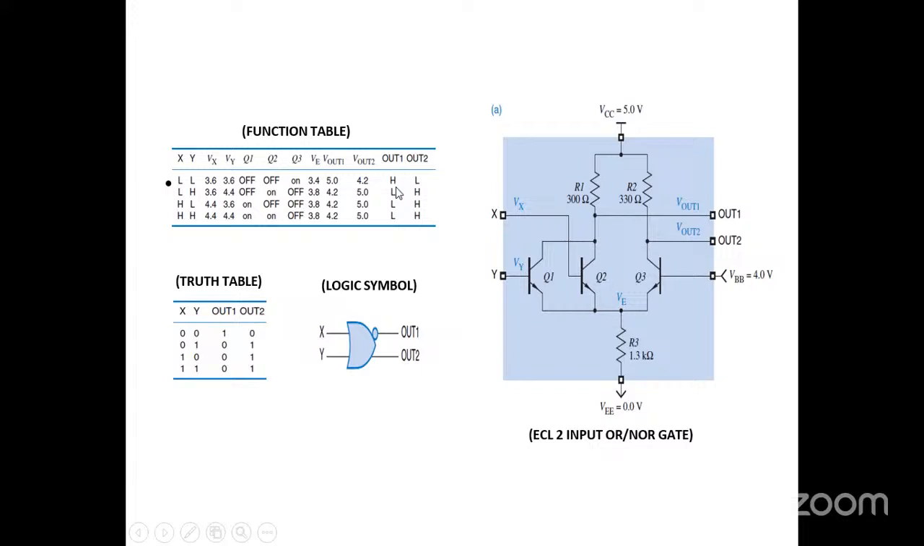So that the out one will be high, low, low, low, that we can get. This is how the ECL 2 input OR gate or NOR gate works. So this, if you put a bubble, then it will be taken as NOR gate, and if there is no bubble, then it will be taken as OR gate.